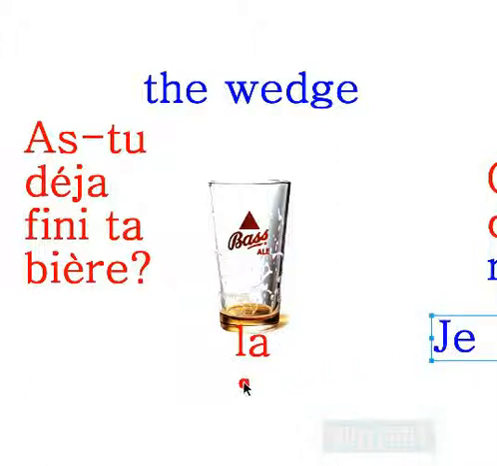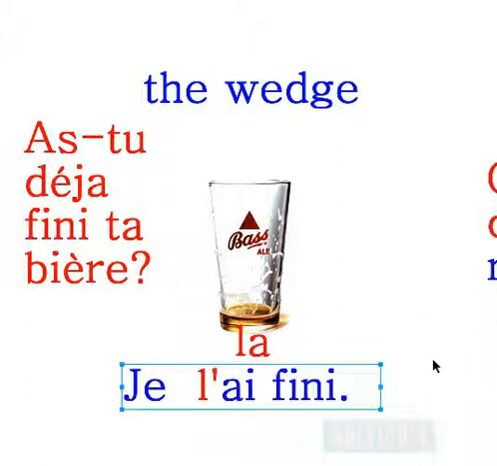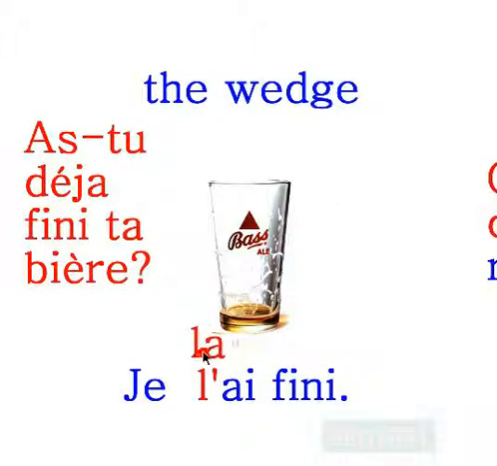And let's see how we get to that. So our la, in fact, was right here in front of the a, but because we have two vowels side by side, we've got to get rid of that. Okay, and it becomes je l'ai fini. Alright, let's see how we get to that in all instances. And then we're also going to see by that point why I call it the wedge.